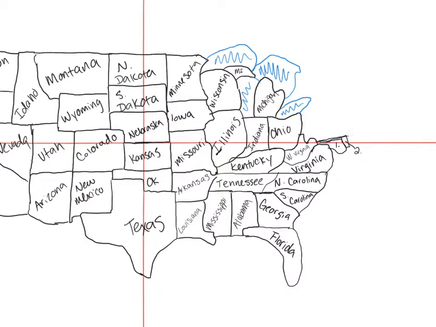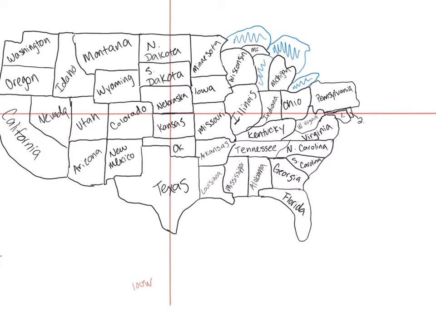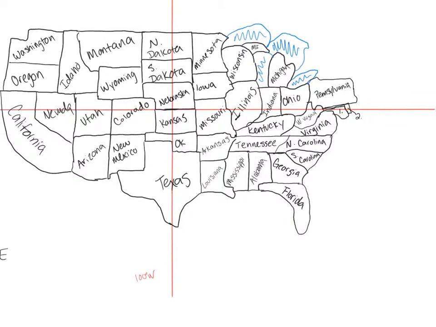Pennsylvania touches both of these. Wait. Oh my god, it's so tiny. Yes, it is. All of these are very small. This is Pennsylvania. Okay, I'm going to come down here and write out my numbers. 1 is Maryland. 2 is Delaware.